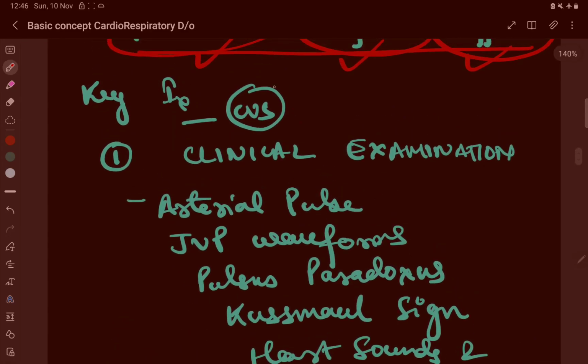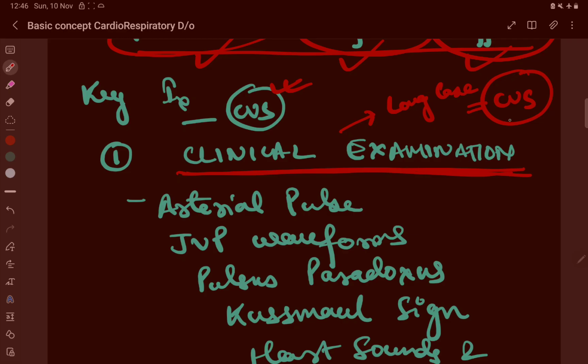So in the key investigation for the CVS, we have clinical examination, clinical examination, clinical examination. You may get a long case on CVS. Okay, it is really very tough in your final medicine exam, because in CVS we have to identify the murmurs. See, CVS as well as GIT, if you get a long case it's very tough. If you get a CNS case it's very easy, because CNS examination is easy, but CVS and GIT are very tough. I'm saying GIT, I mean abdomen.